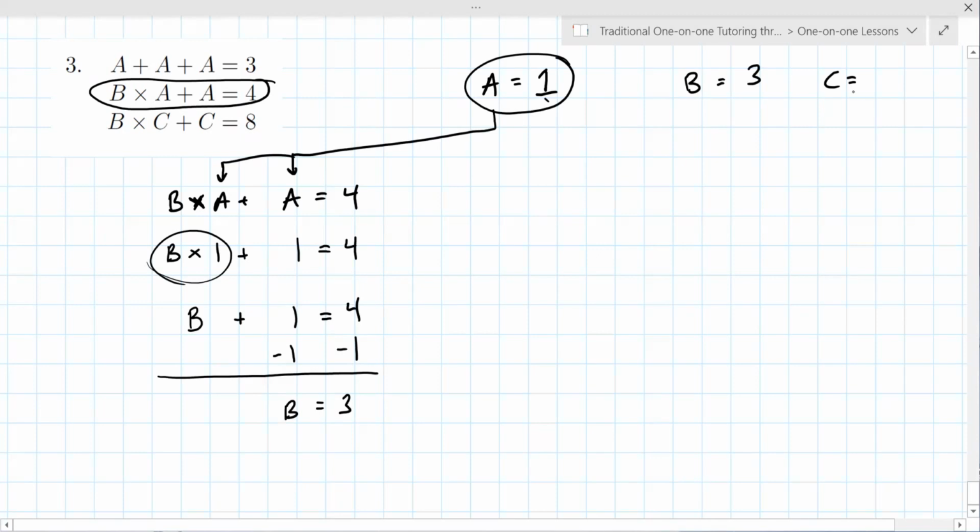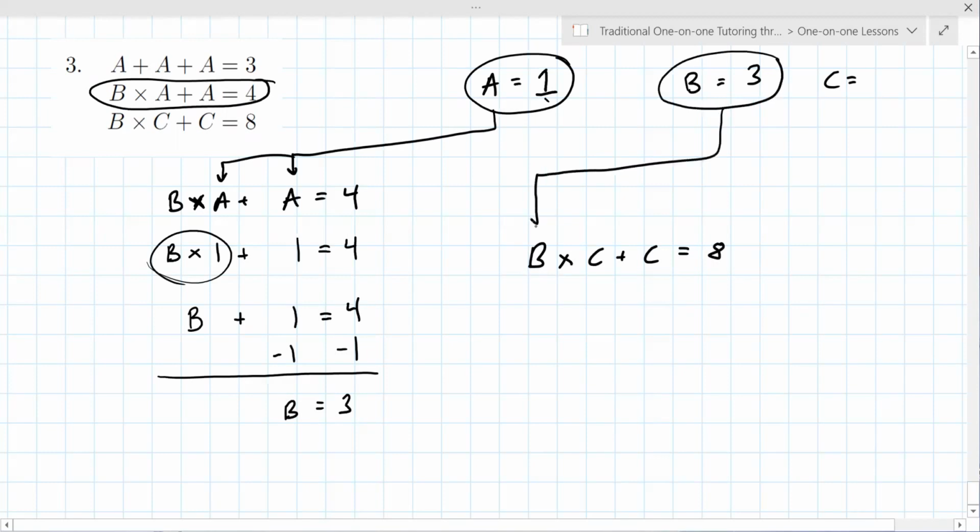Okay, so now we're down to our last letter here. B times C plus C equals 8. So B equals 1. Is that right? No, we just found that B is 3. Okay. I think I know. I think I am getting it right now. I'm just focusing and learning.